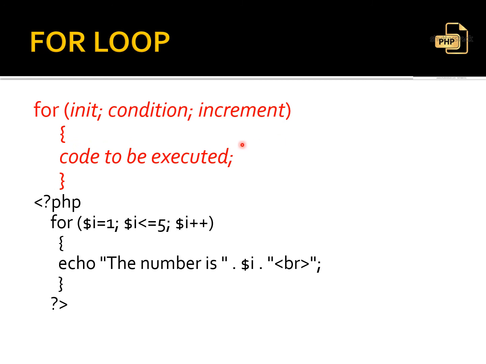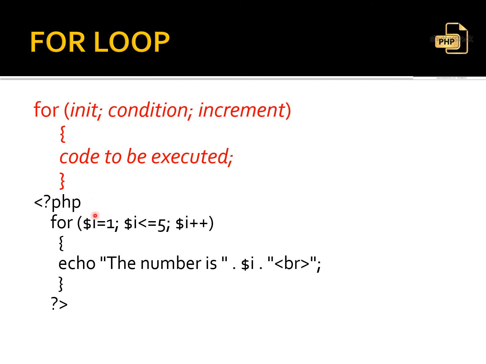Then comes the for loop. In case of for loop, we have the syntax like this: for, then inside the parenthesis we need 3 sections. The first section is the initialization section, separated by a semicolon. The second section is the condition, again separated from the third with a semicolon, and the third section is the increment section, and the block contains the code to be executed.